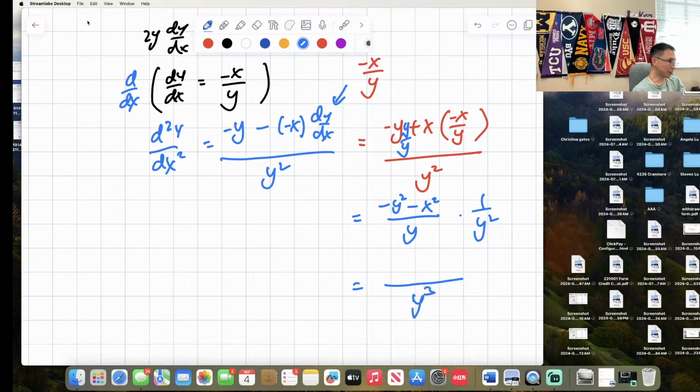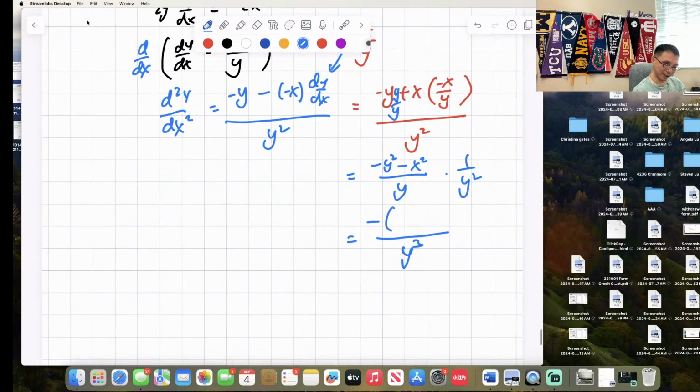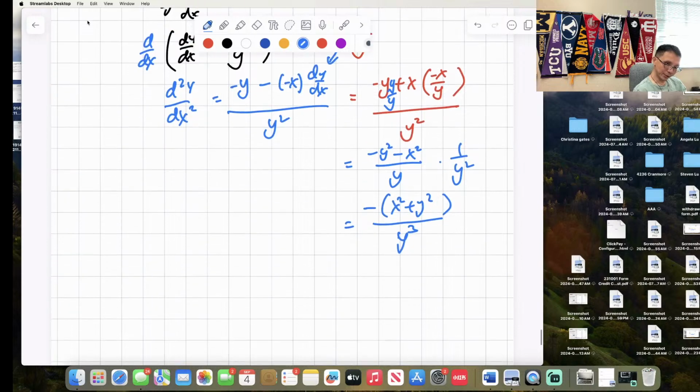Now, the last thing that people don't remember is this part here can be simplified as well. What is that equal to? 4 or -4? -4. Because you can factor out a negative sign, so it'd be x squared plus y squared. But the original question says x squared plus y squared is equal to 4. So it'd be -4 over y to the third. So there we go, the second derivative.